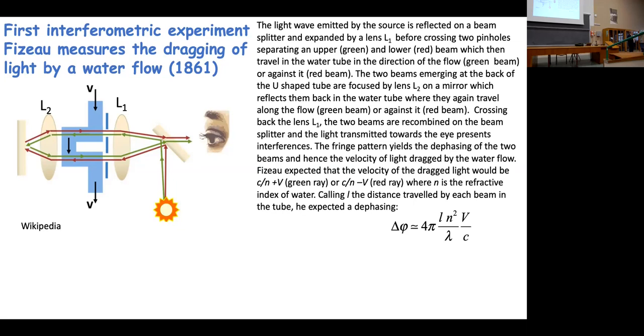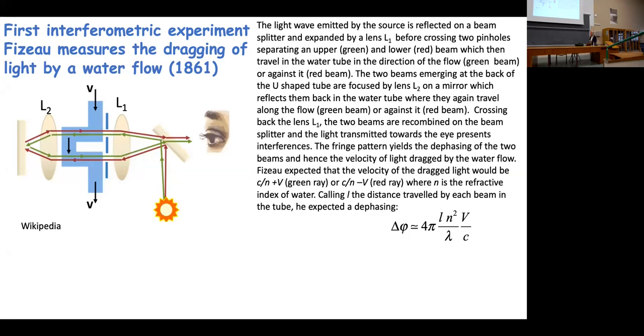And if the light velocity is different for the two beams, you will have fringes which will be displaced, and you will see that the intensity seen by the eye of Fizeau would be different from maximum or minimum intensity, depending upon the difference of velocities in the two paths.